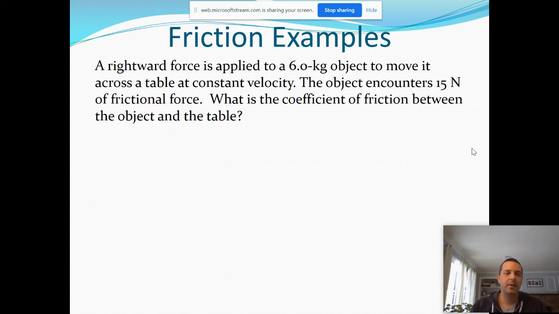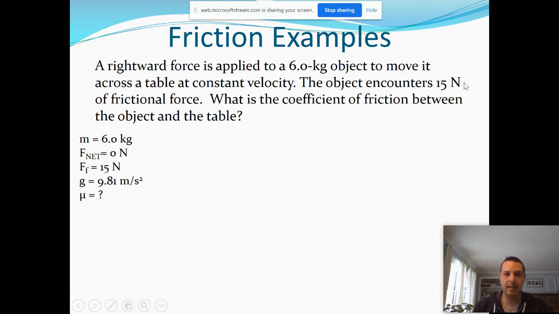In this example, a rightward force is applied to a 6 kilogram object to move it across a table at constant velocity. The object encounters 15 newtons of frictional force. And in this scenario, we're going to try to determine what the coefficient of friction is between the object and the table. So let's go through and look at what we know.